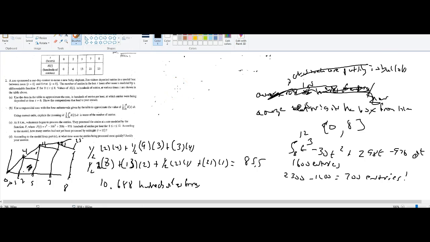Okay, so it says according to the model, so I take the derivative of this, right? So I go back and look at this, and the function t cubed minus 30t squared plus 298t minus 976 is my original. It's the rate at which they're being put in there. So I want to find the derivative, and I'm going to set the derivative equal to 0, correct? So I get 3t squared minus 60t plus 298, that's P prime of t.